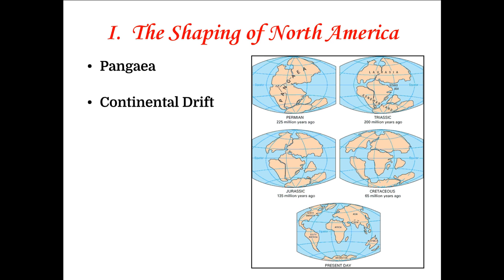Over time, though, the continents broke apart and drifted apart. That's known as continental drift. So we get to the present day. Now, so what, you might say? The big deal about this is the isolation of North and South America from the rest of the continents. This is going to be really crucial when we talk about people migrating into North and South America.